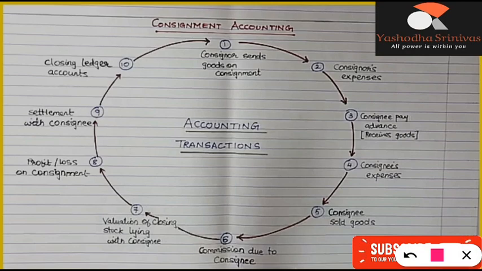Okay, so next, consignee pays advance. After he receives the goods, he is going to pay some advance to the consignor. Then after the goods come to his place, he will be unloading them and storing or preserving them in the godown. He will be incurring godown charges.